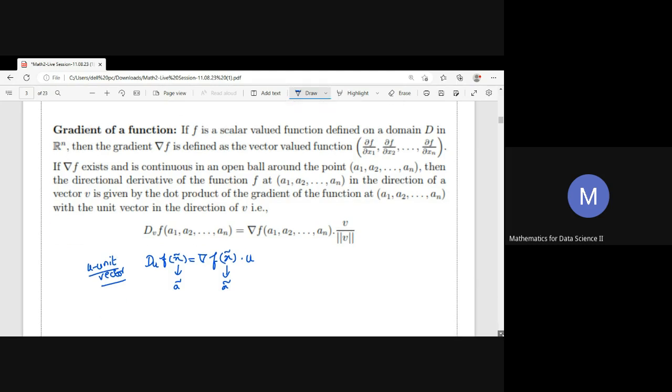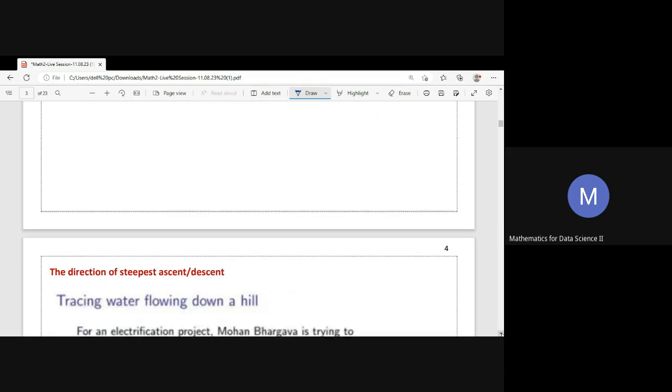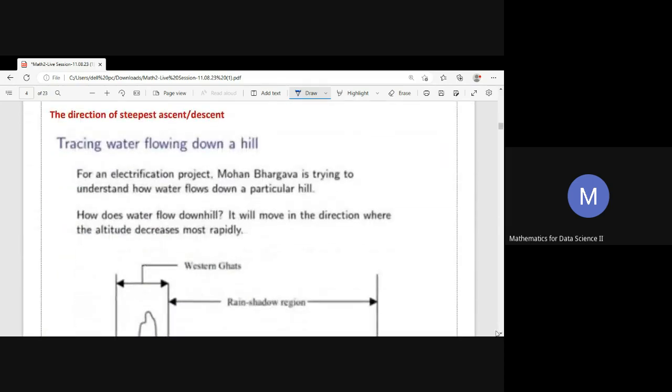All right. Today's first topic is the direction of steepest ascent or steepest descent. So in the video which you have seen, they talked about water flow. It can be water flow, or suppose a bicycle rider is riding on a mountain, where it is very difficult or very easy for him. Such similar questions are all addressing the same thing.